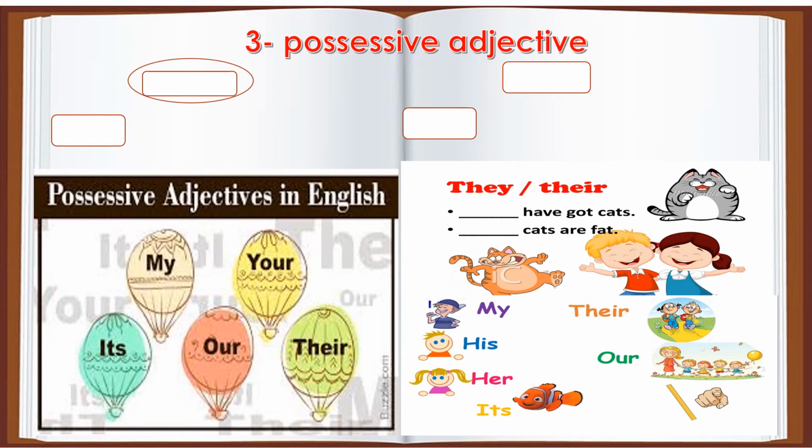And now let's start with our lesson today, possessive adjectives. You are going to know that we have two types of possessive pronouns in English: possessive adjectives and possessive pronouns. The possessive adjectives in English are my, for I; your, for you; its, for it; our, for we; and their, for they.